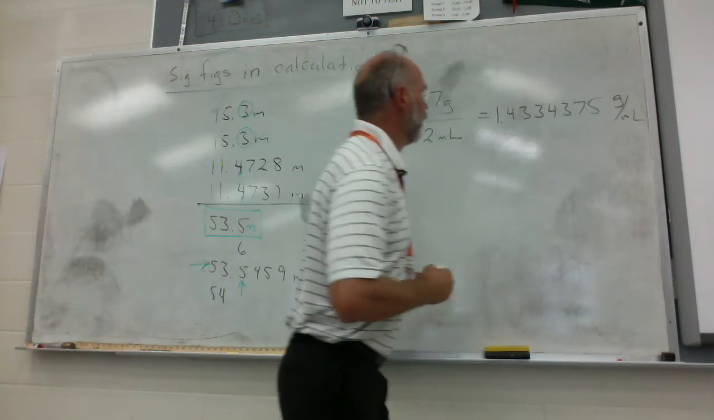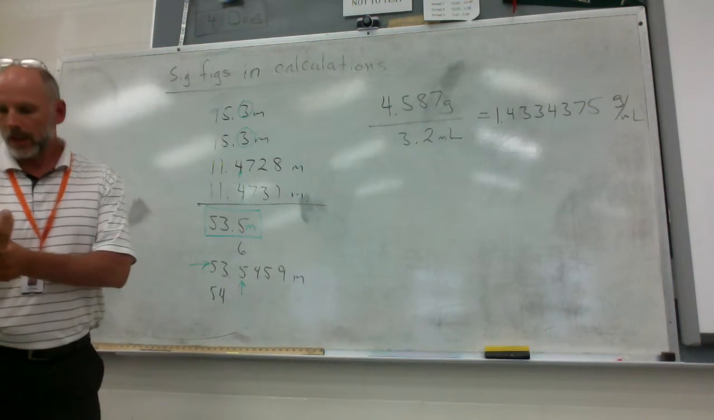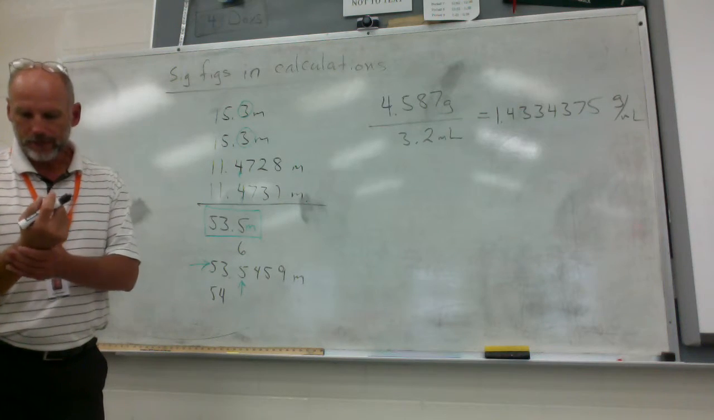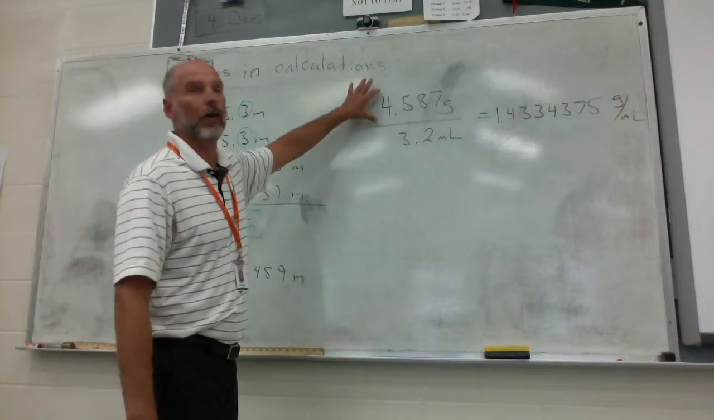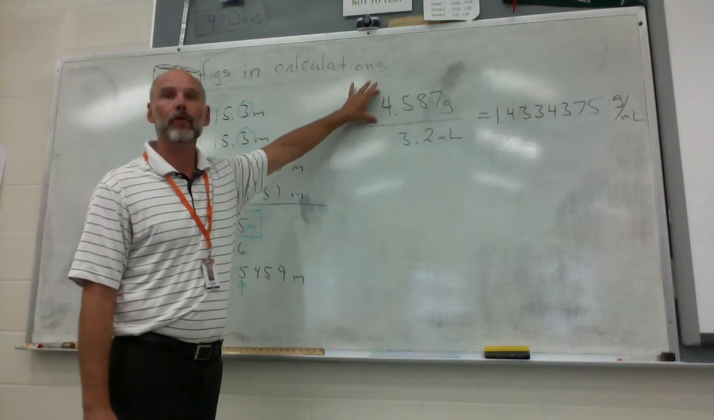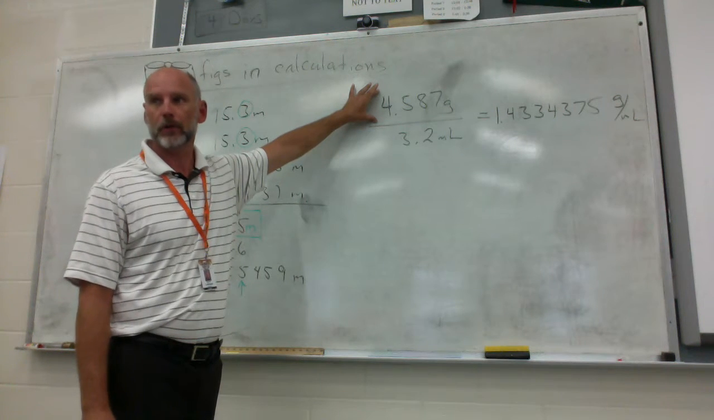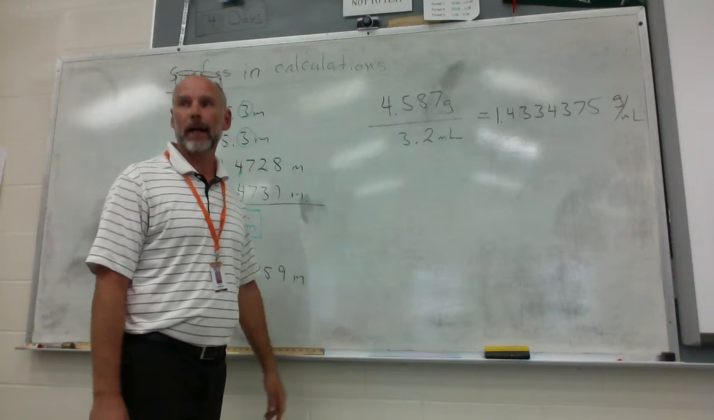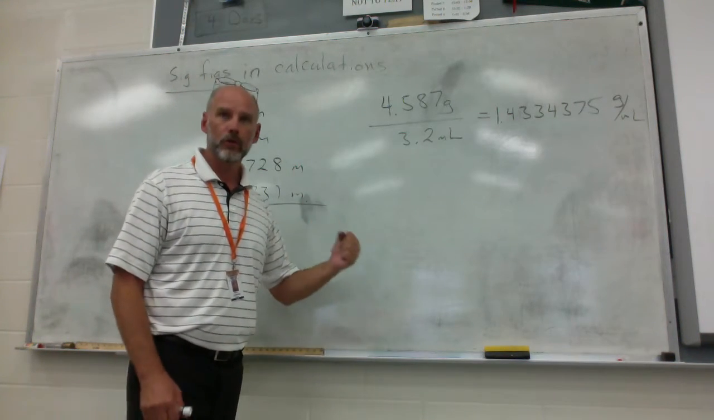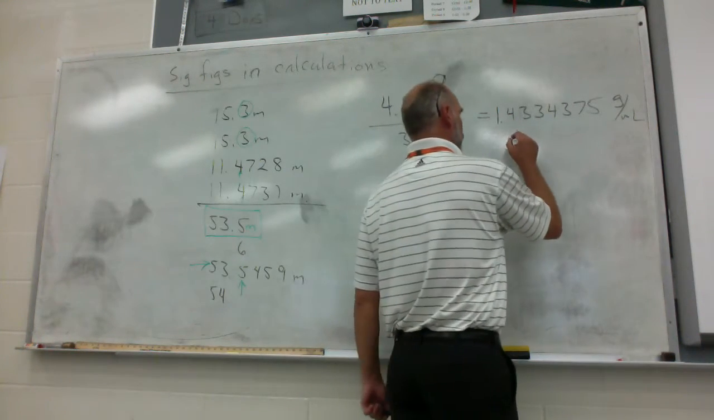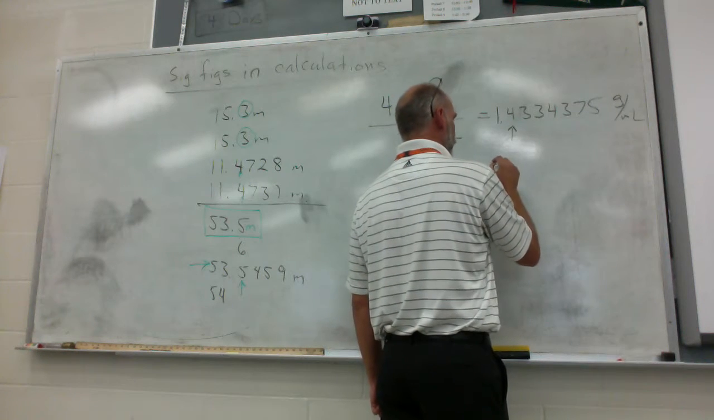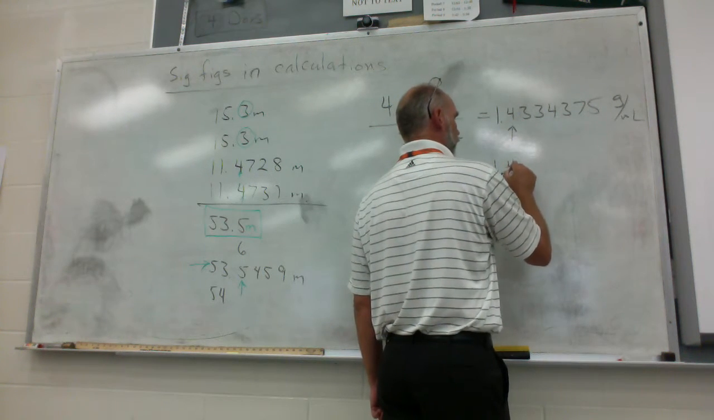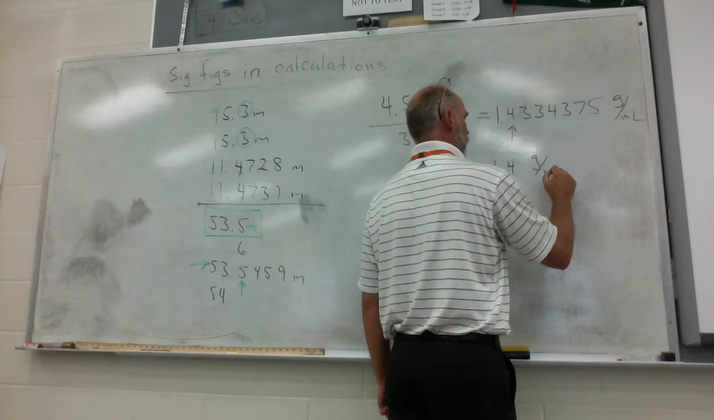Okay, now we're looking at the number of significant figures because we're doing division in this case. So how many significant figures in this measurement? 4. And this one has? 2. Therefore, our answer has to be rounded to 2 significant digits, which is right here. Therefore, 1.4 grams per milliliter.